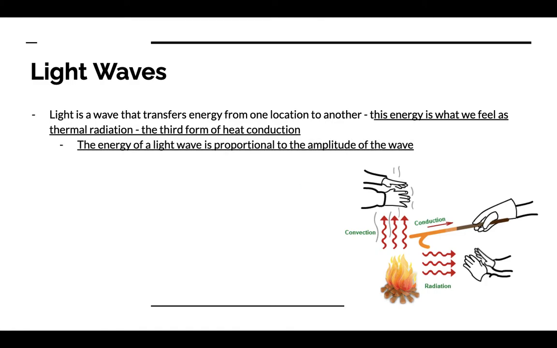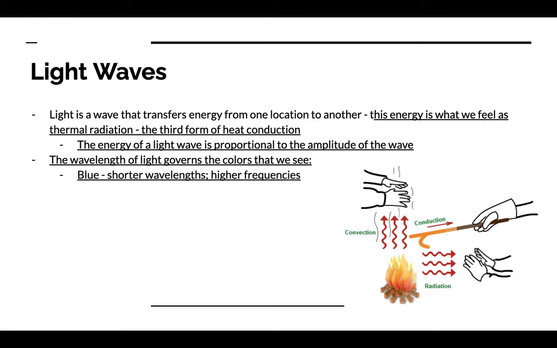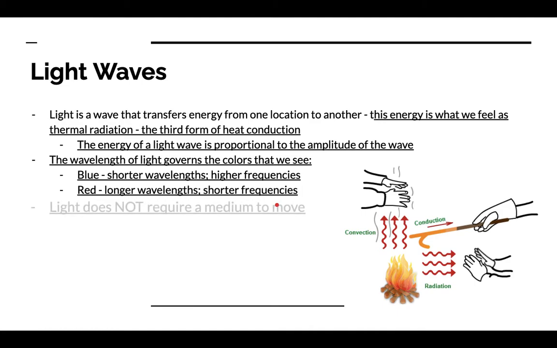So the energy of a light wave is proportional to the amplitude of the wave. Just as with any other wave, the amplitude of the wave dictates how much energy our wave has. And then the wavelength of light governs the colors that we see. So blue corresponds to shorter wavelengths and higher frequencies, and red corresponds to longer wavelengths and lower frequencies. Actually, do I have this mixed up? No, I got this correct. All right, good.